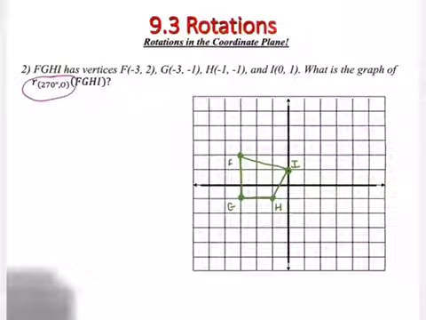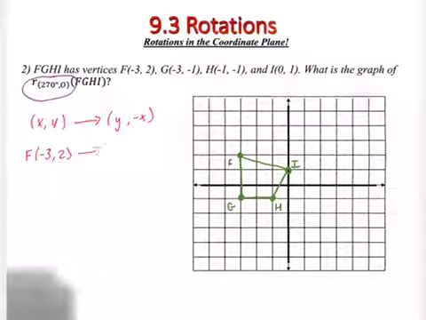So let's go ahead and take care of our transformation. We're going to start from our original points, and we're doing a 270 rotation. The shortcut tells us for 270 we bring the y forward, make the x negative, and move it to where the y used to be. So for F with the point negative 3, 2, when we rotate it, it becomes 2, 3 for F prime.